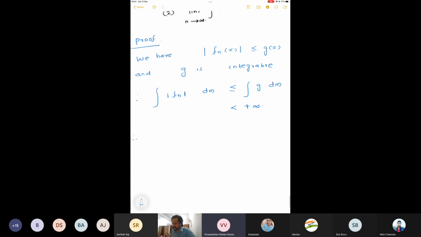First let me note down the remarks that I have told. Modulus of fn of x is less than or equal to g of x, and g is integrable. Therefore, integral mod fn dm is less than or equal to integral g dm. Since g is integrable, integral g dm is less than infinity. Therefore, each fn is integrable. From the domination by an integrable function, integrability of each element in that sequence is automatic.